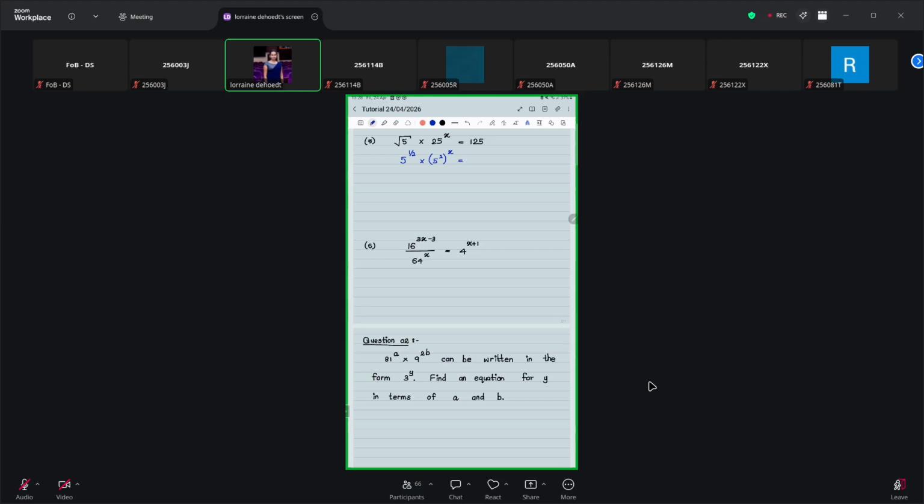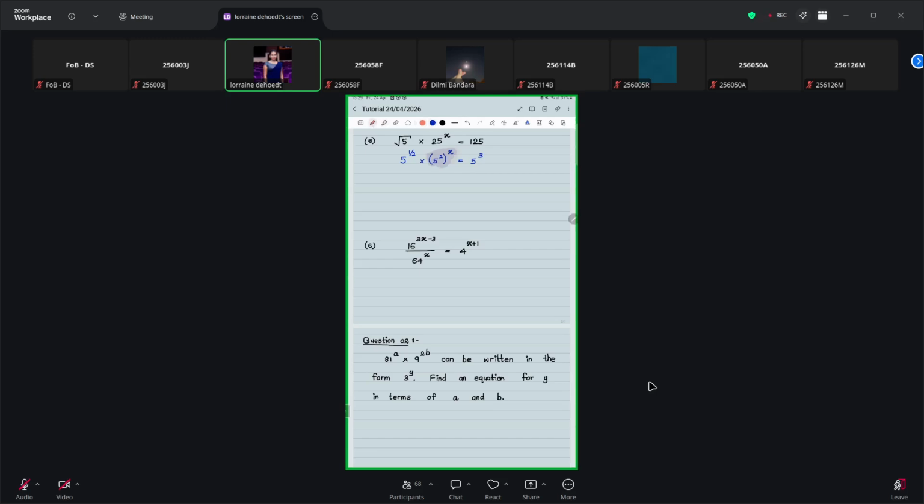And 125 we know is 5 to the power 3. So in here, this one, okay, this is the power of power. Power of power means you need to multiply all the powers.